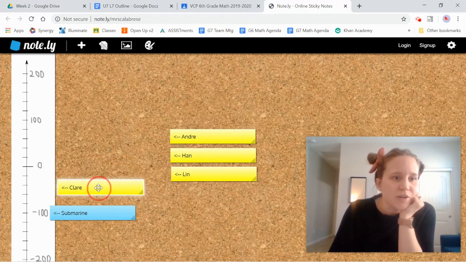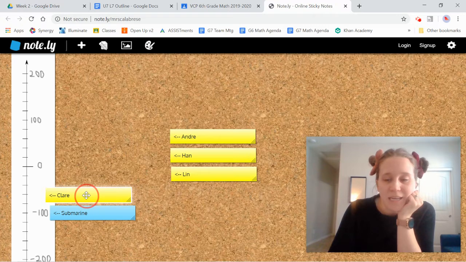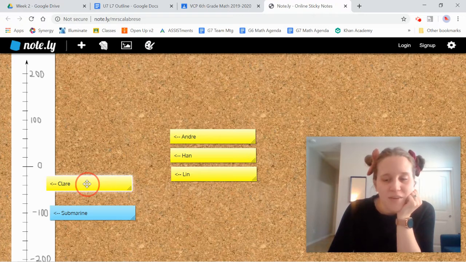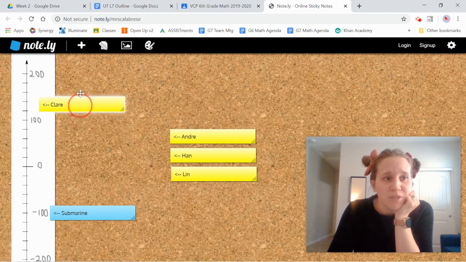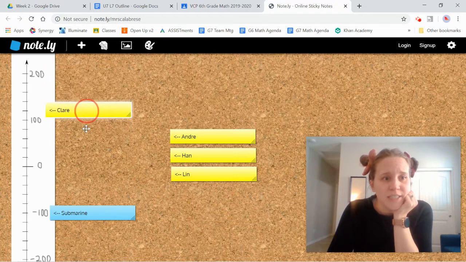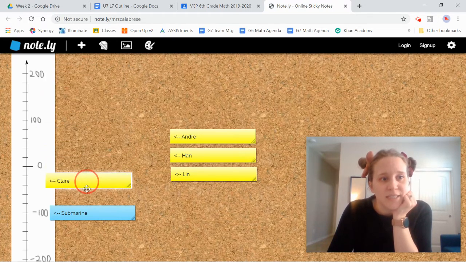So Claire could be maybe here at negative 80 feet. Maybe she's in some kind of underwater vessel. Maybe she is here at negative 40 feet. Maybe, right? That would all be greater than the submarine. Maybe she's way up here at 200. Is that greater than the submarine's elevation? Absolutely. So Claire is somewhere up here, greater than the submarine.